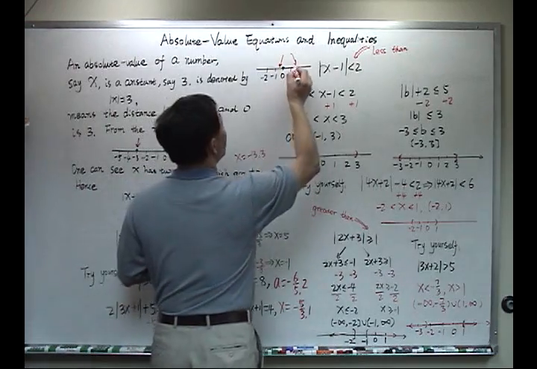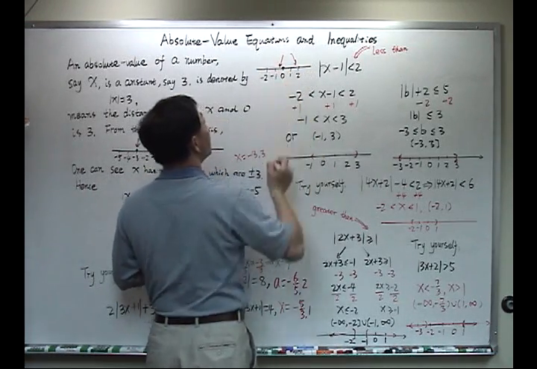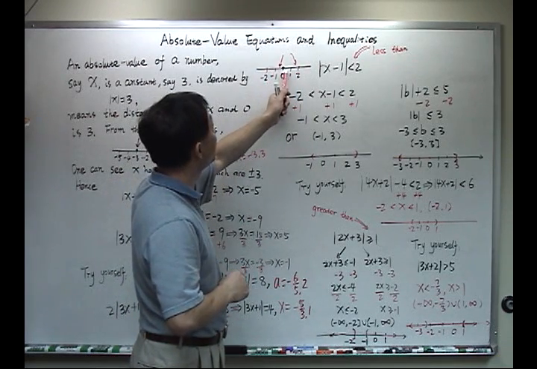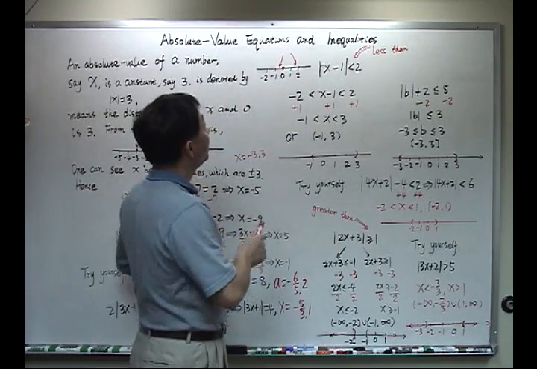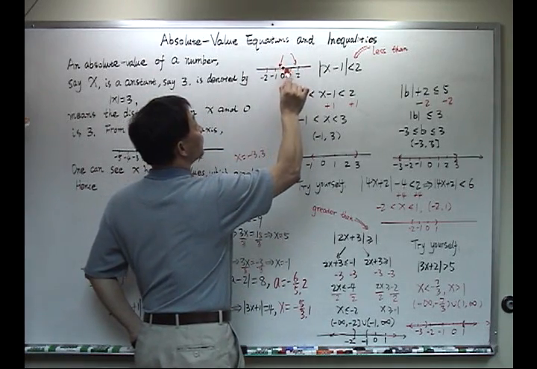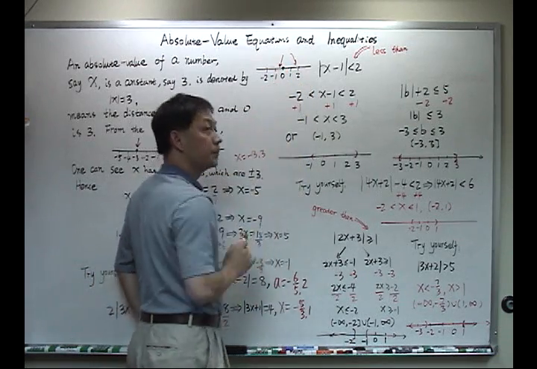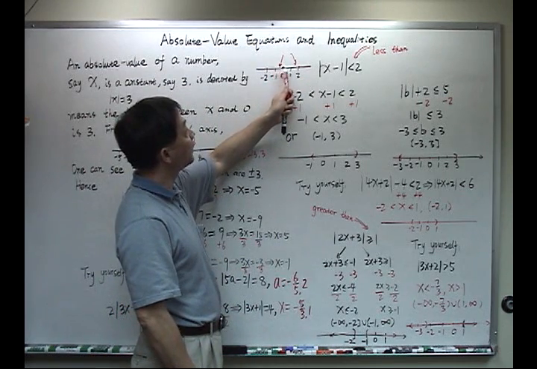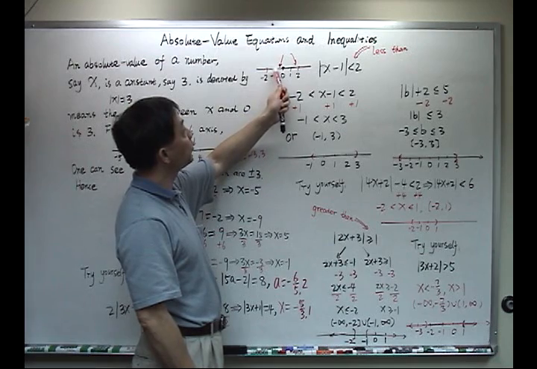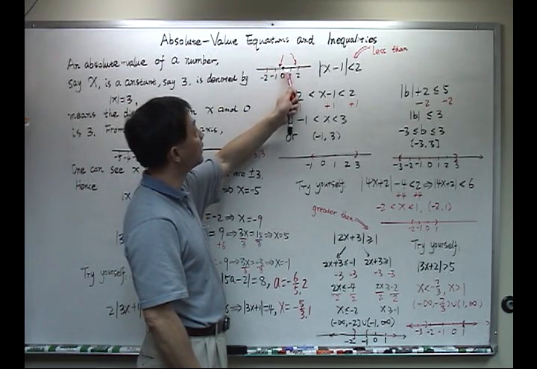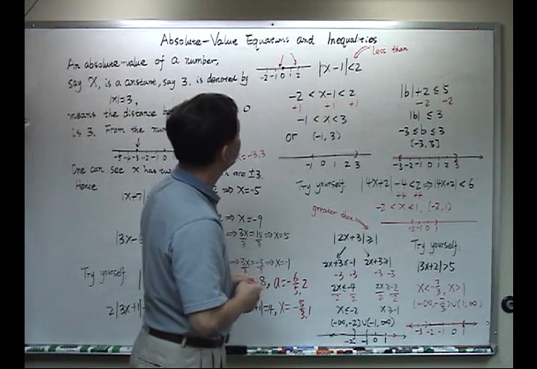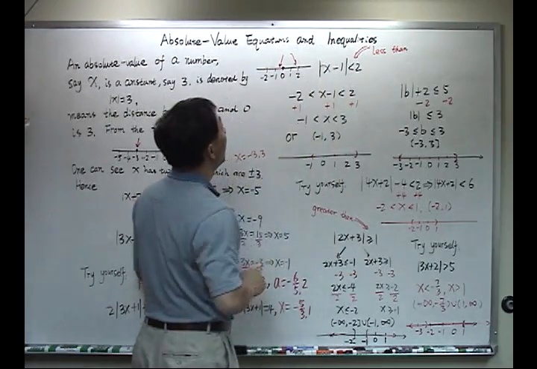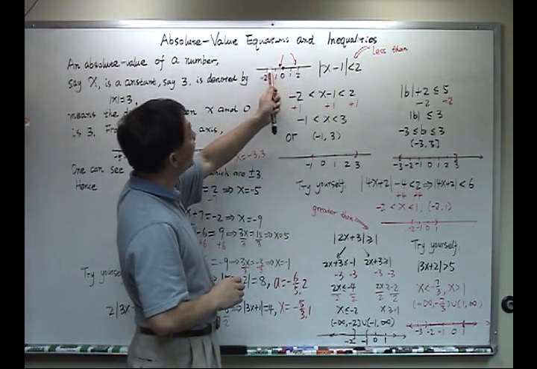Look, here is 2. Here is negative 2. The distance between 2 and 0, or between negative 2 and 0, is 2. Then the distance between 0 and any points right here should be less than 2. And the distance between 0 and any number on the left-hand side of 0, the points have to be right here. This tells us that this quantity x minus 1 has to be less than 2 and greater than negative 2.